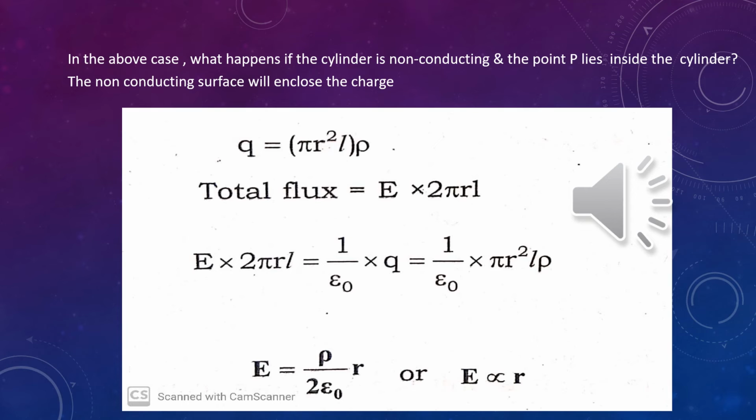Total flux is equal to E into area. E into area here becomes, for a cylinder, E into 2 pi r L. Now applying Gauss's law, E into 2 pi r L is equal to 1 by epsilon 0 times the net charge enclosed, that is, 1 by epsilon 0 into pi r squared L into rho. Or E is equal to rho by 2 epsilon 0 into r. Or E is directly proportional to r for a non-conducting cylinder.